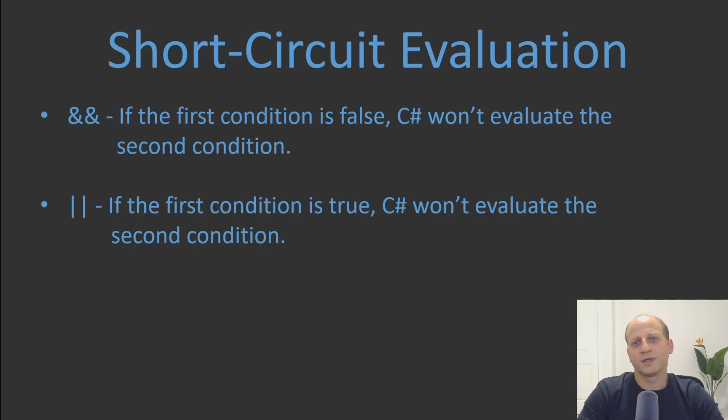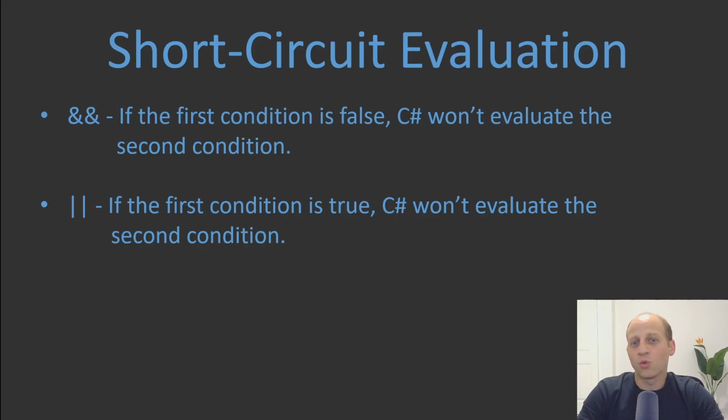Now, a few words about short circuit evaluation. When you have two conditions or more in a single if statement, the conditions are evaluated one by one. Now, if we have an AND between the two conditions and the first condition is evaluated to false, it doesn't matter what will be the result of the second one. The final result will be false since we need both conditions to be true to get a true in the end. So C# will not even evaluate the second condition to save some time, which is a performance optimization.